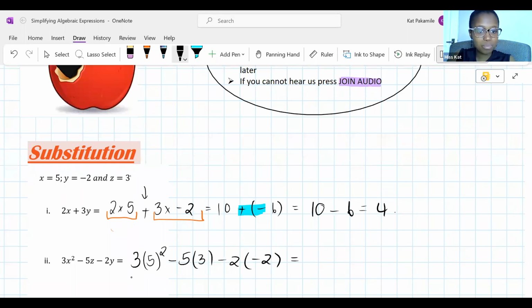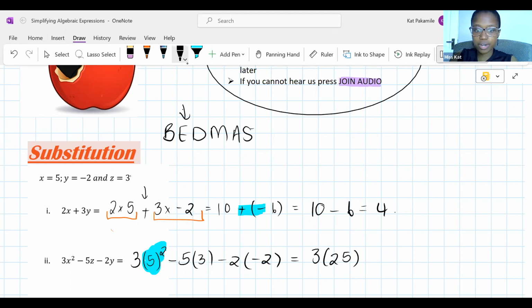Now, where do we go next, Paul? We multiply first. BEDMAS, remember. We substituted. Exponents. Thank you. Beautiful. Exponents come before multiply. So now let's deal with the exponents. We have exponents over here. So what's 5 squared? 25. So it's going to turn into 3 times 25.